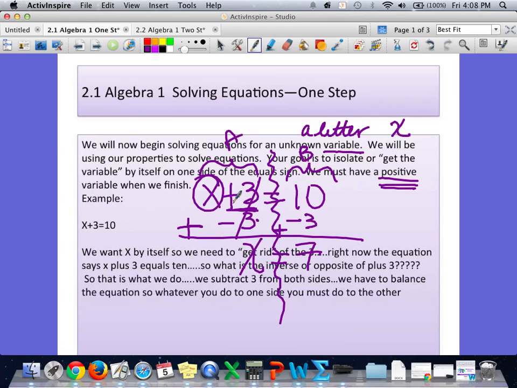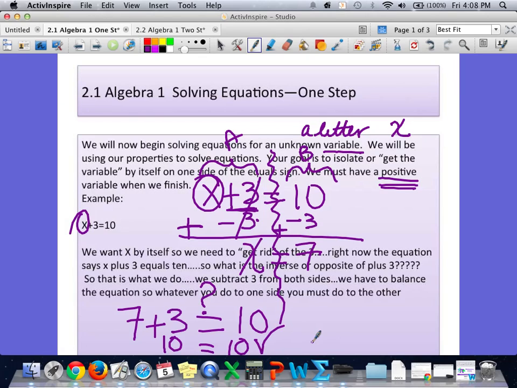Now, we need to check our answer. If I plug in 7 right here for x, that's 7 plus 3. Does that equal 10? Let's check. 7 plus 3, well, that's 10. Does that equal 10? Yes. So that means it is correct. Okay? So that's what you're going to do with one-step equations.